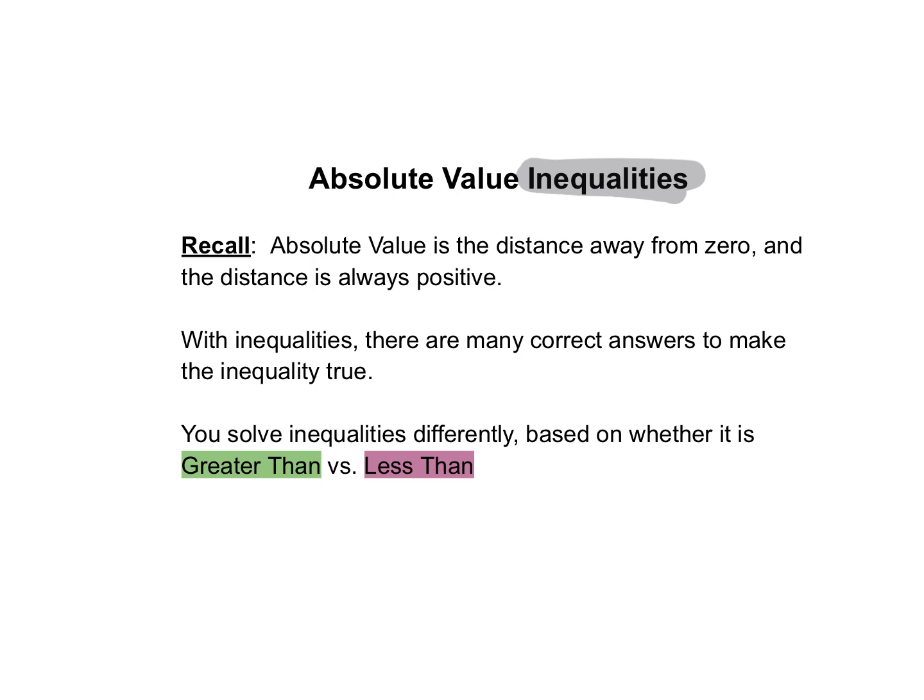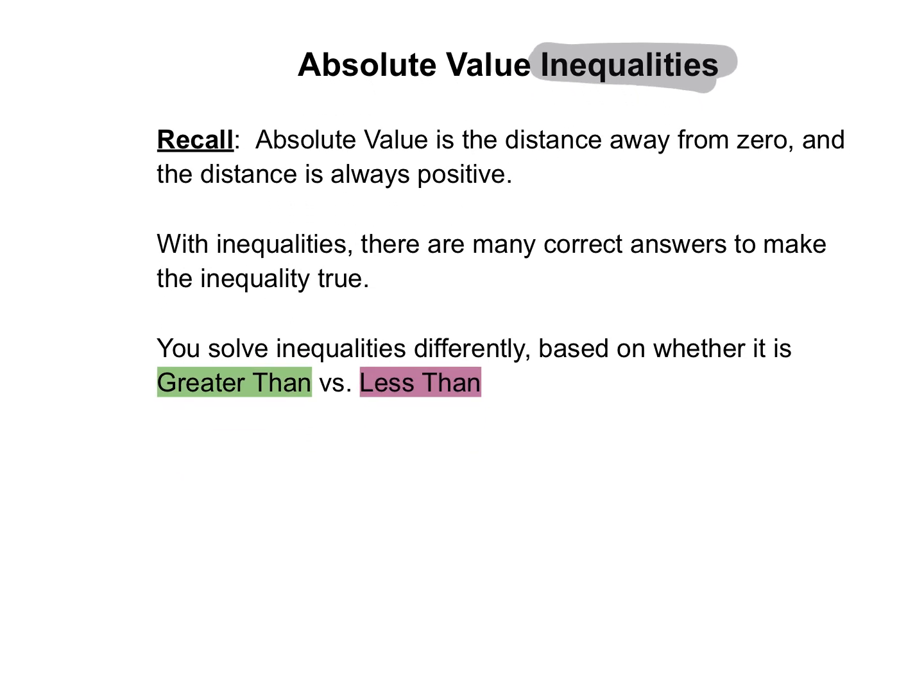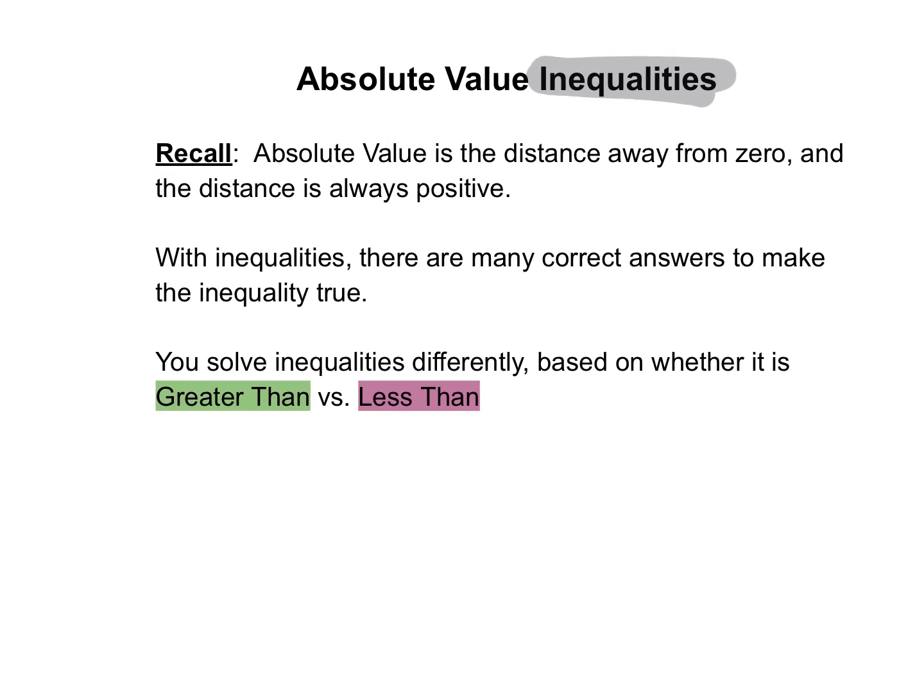However, with inequalities, there are many correct answers that make an inequality true. For instance, there are many answers that would make x is less than 2 true. There's an infinite number of numbers we could come up with. So inequalities are a little bit different to solve. If you're solving an inequality with absolute value, you solve it differently based on whether it is a greater than problem or a less than problem.